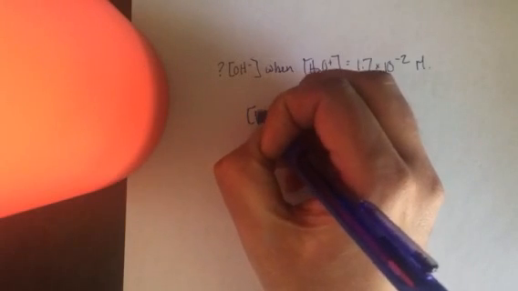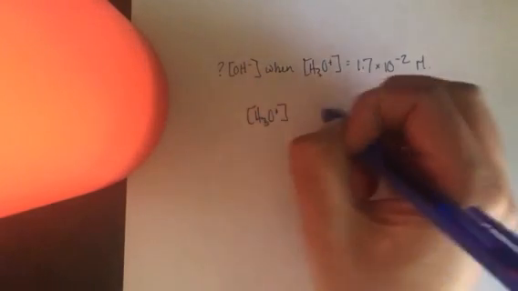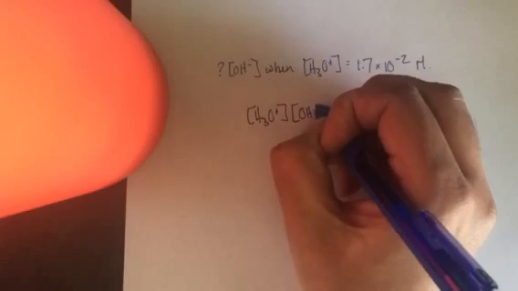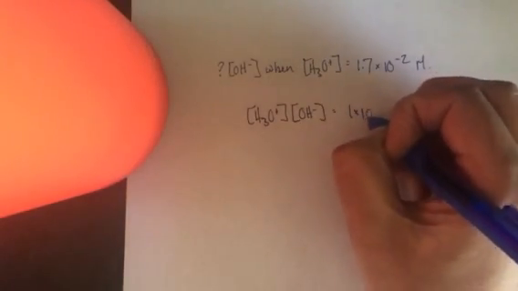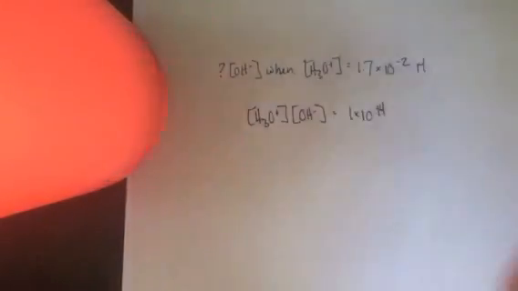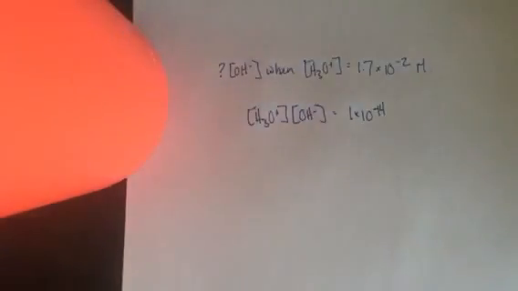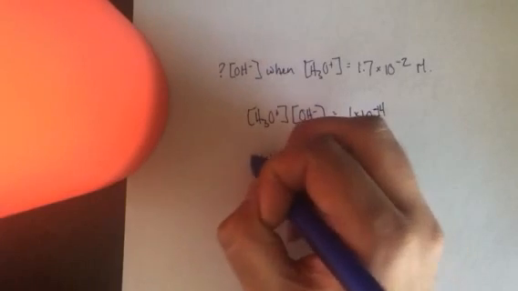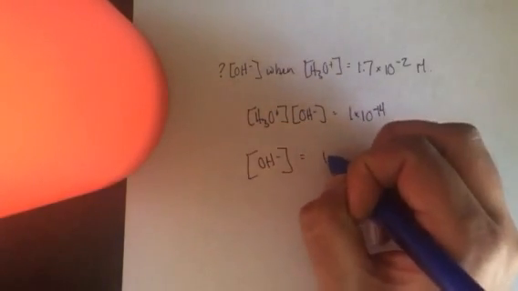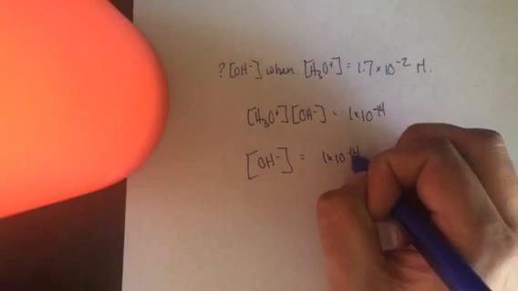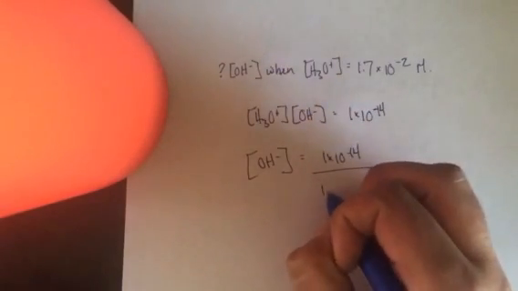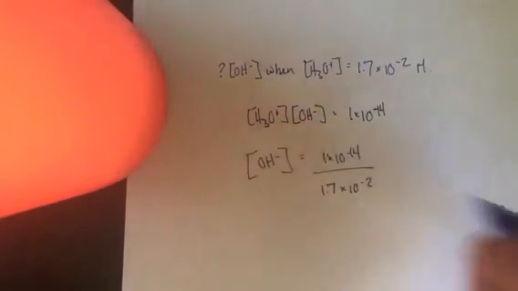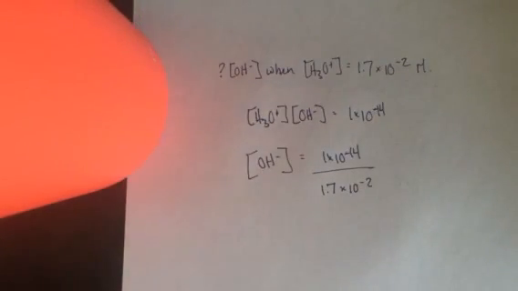Well, I know that together they equal 1 times 10 to the minus 14. So the concentration of hydroxide is equal to 1 times 10 to the minus 14 over 1.7 times 10 to the minus 2. Okay, I'm not going to put that in my calculator, so you guys can do that part.